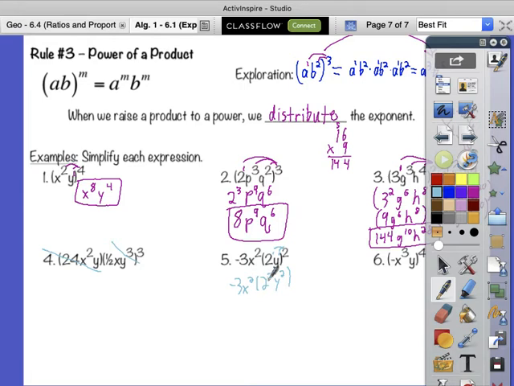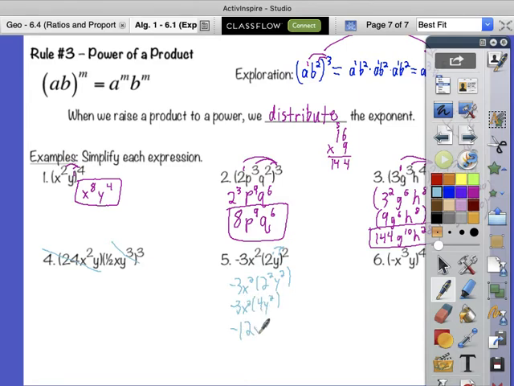Now we can actually do 2 squared, just like on number 3. So negative 3x squared times 4y squared. And then we say, okay, well we can't multiply x squared and y squared anymore because they don't have the same base. One's x, one's y. But we can multiply negative 3 and 4 because those are real numbers.